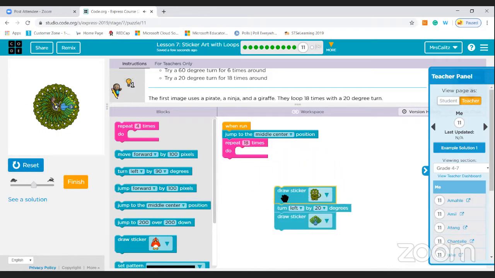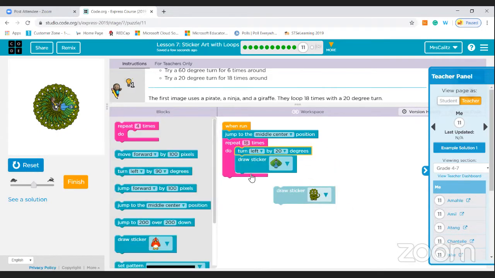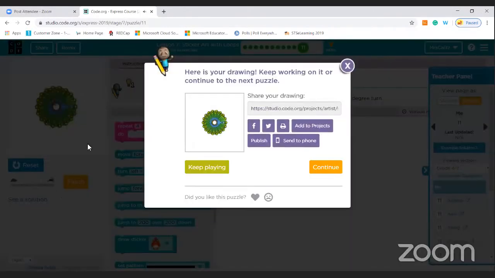But if we just take this out and we reset it and we run it again, then you get this. All right. Can I carry on to the next activity, or do you guys want to try with a different sticker? Okay, I'm going to go on to the next activity.